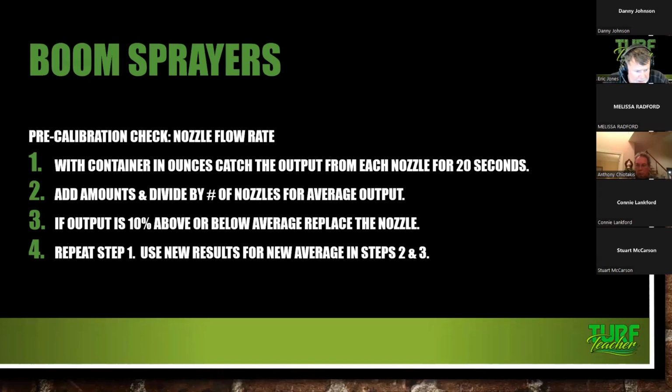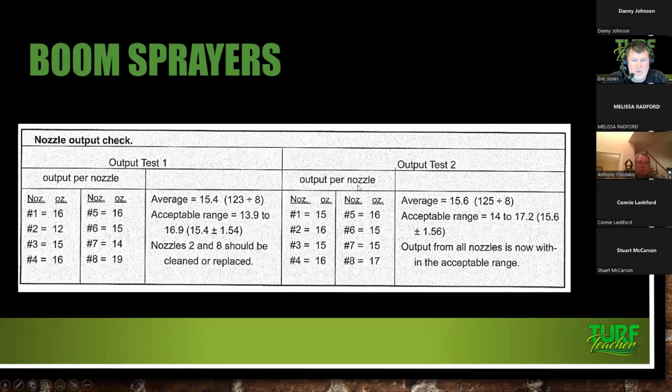And so we got a few more minutes left. I want to kind of finish up with the boom sprayers here. Again, with the container analysis, we catch the output from each nozzle for 20 seconds, add the amounts and divide by the number of nozzles for the average output. If the output is 10% above or below average, replace the nozzle. Repeat step 1 and use new results for the new average in steps 2 and 3. And this chart right here is going to definitely show us what we're talking about there.